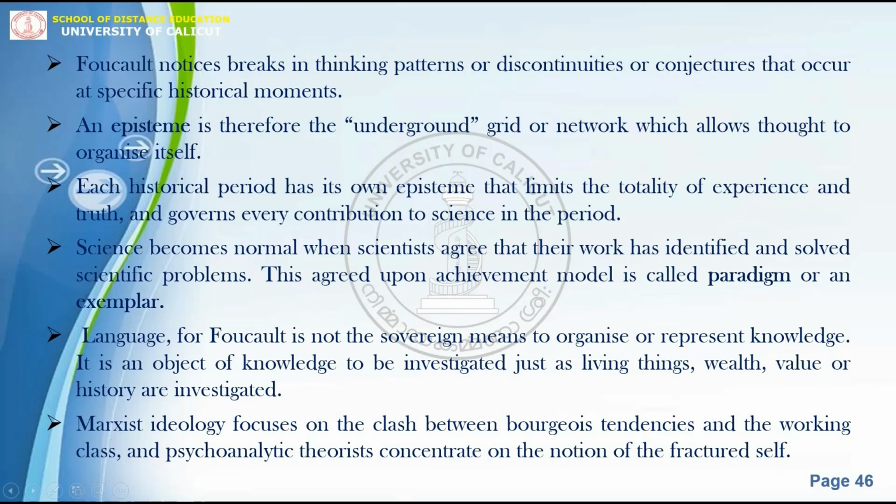Foucault notices breaks in thinking patterns, discontinuities or ruptures that occur at specific historical moments. An episteme is therefore the underground grid or network which allows thought to organize itself. Each historical period has its own episteme that limits the totality of experience and truth and governs every contribution to science in the period. Science becomes normal when scientists agree that their work has identified and solved scientific problems. This agreed-upon achievement model is called a paradigm or an exemplar.